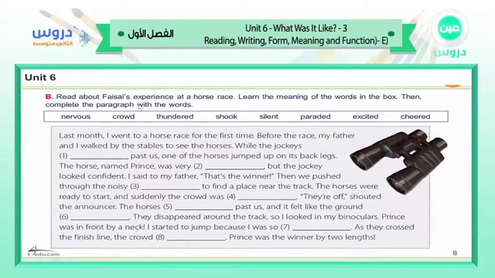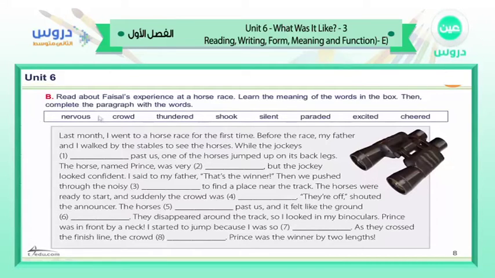B. Read about Faisal's experience at a horse race. Learn the meaning of the words in the box. Then complete the paragraph with the words. Let's take them one by one, then we will do it together. The first word, nervous. What does it mean, nervous? I will give you an example. For example, before the exam, sometimes I'm nervous. I'm nervous, scared, confused. I don't know what to do. I'm afraid of taking low marks and these things.